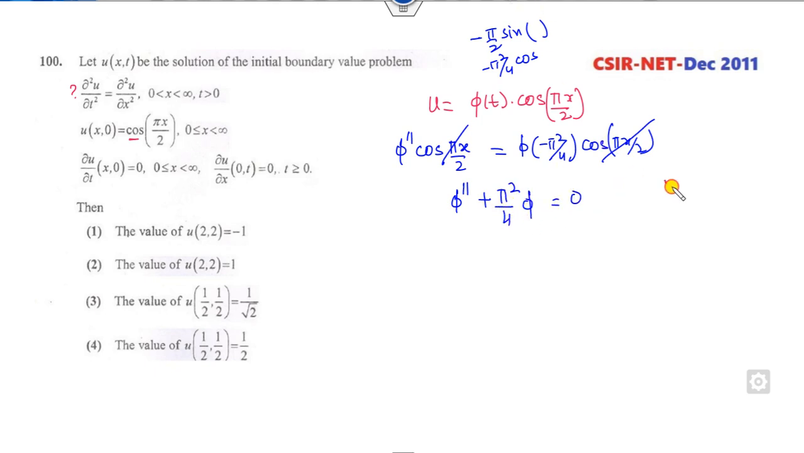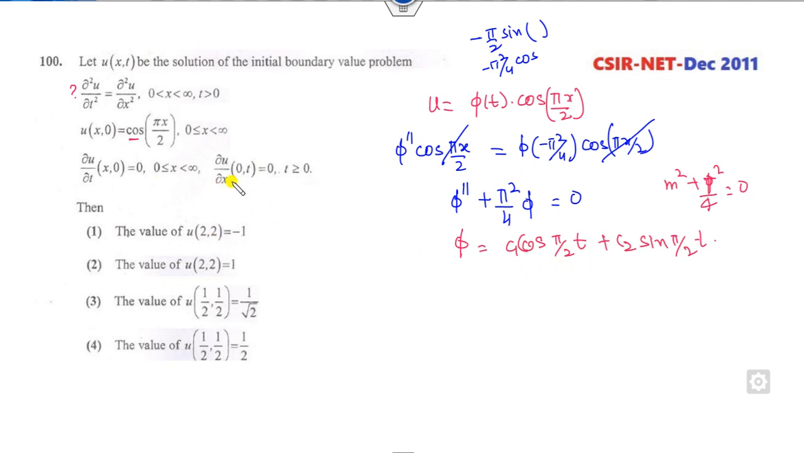Now you can see this is m square plus pi square by 4 is 0. So this phi is my c1 cos pi by 2t plus c2 sine pi by 2t. That's a very simple solution. Now you can substitute these values.